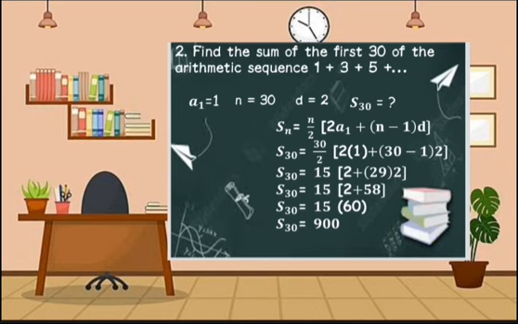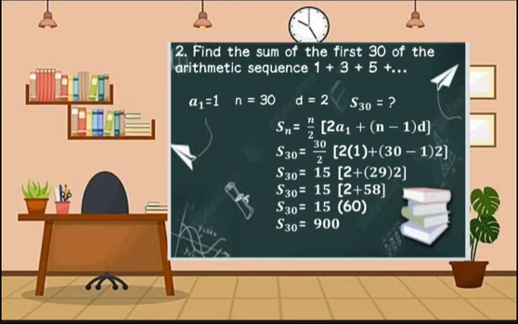Since our last term is not given, the formula that we're going to use is s sub n is equal to n over 2 times a quantity of 2 times a sub 1 plus n minus 1 times d. Next, we're going to substitute our given terms. So we have s sub 30 is equal to the value of our n, 30, over 2 times 2 times the value of our a sub 1, which is 1, plus the value of our n, 30, minus 1 times the value of our d, which is 2.